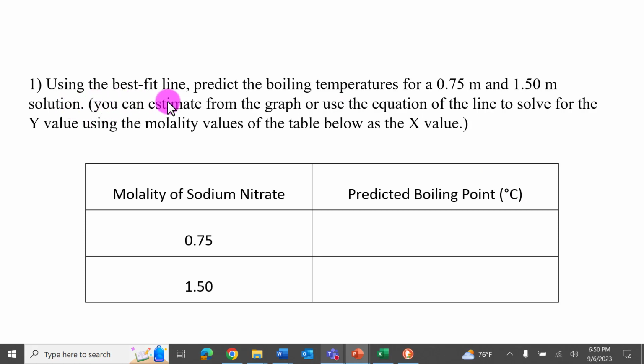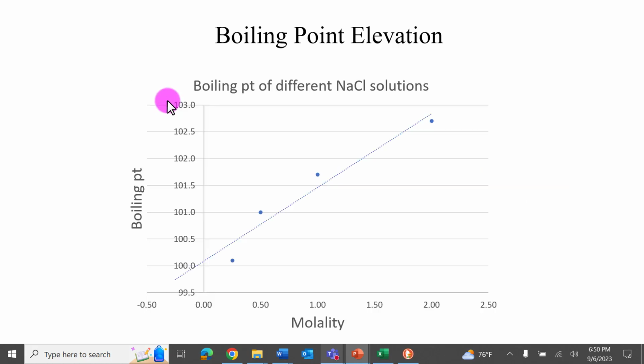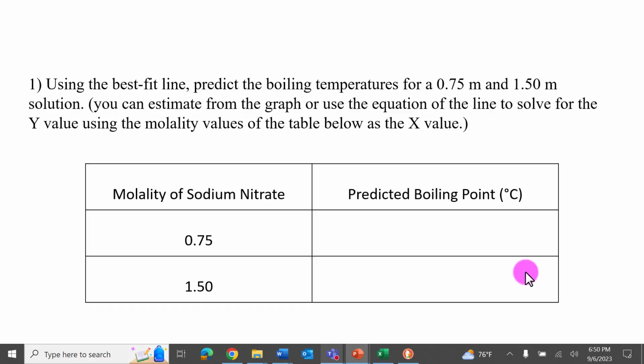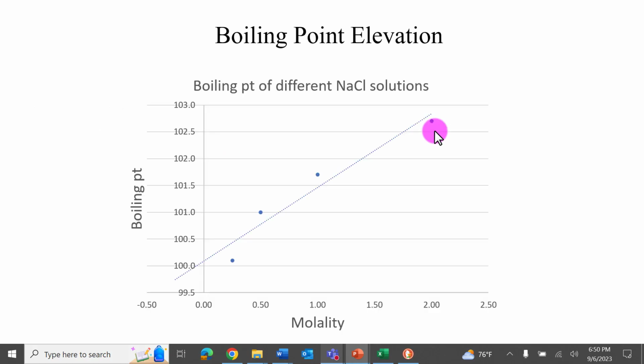Then, using the best fit line, so go back over here, use this best fit line, and I will show you also how to figure out the equation of this line. You can do it either way. You can either solve for the equation or estimate from the graph. But using the best fit line, predict the boiling temperatures for a 0.75 molal and 1.5 molal solution. So you can estimate from the graph or use the equation of the line.